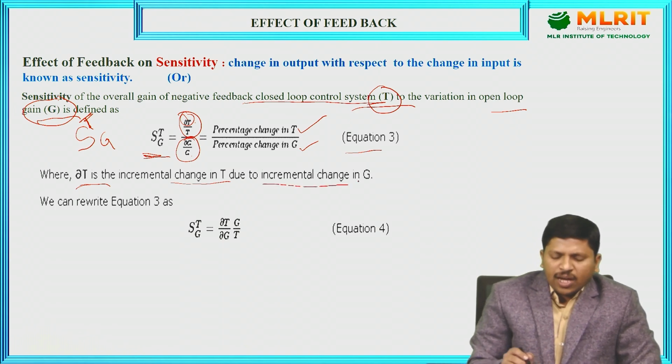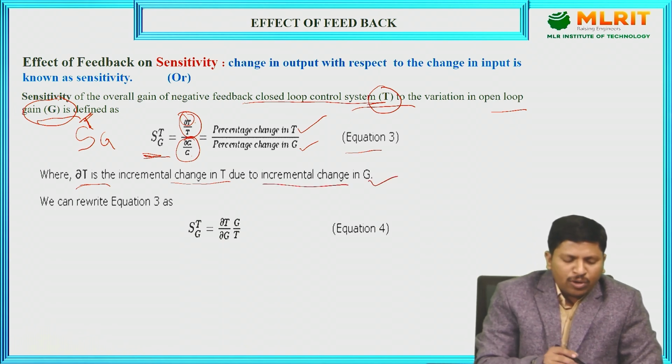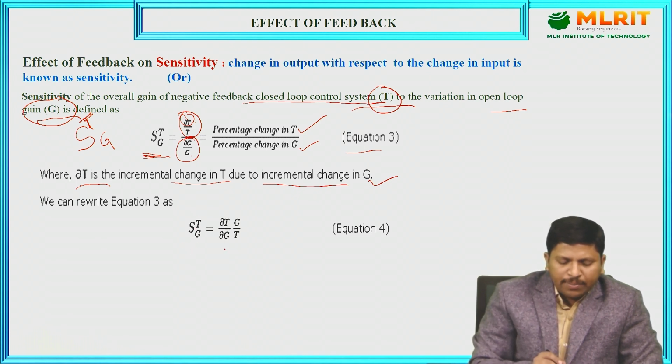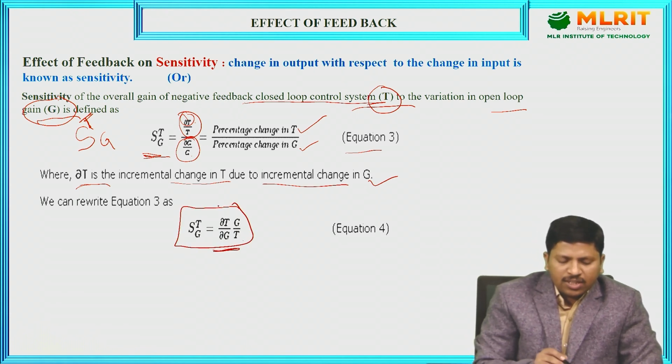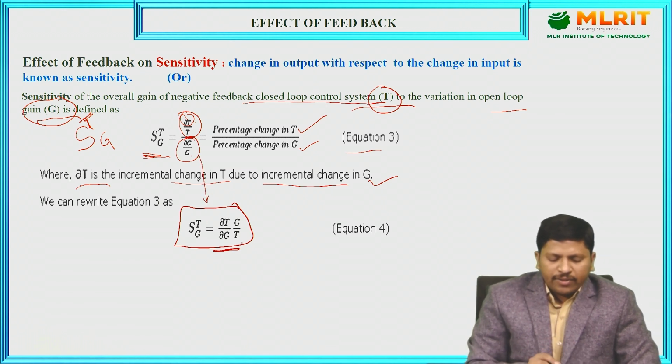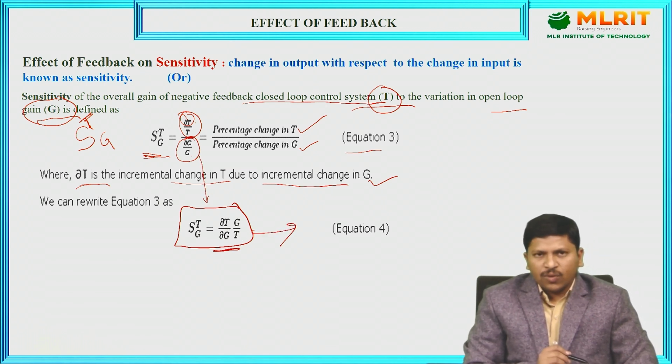That equation I am going to rewrite as S, superscript T, subscript G, equals dou T by dou G into G by T. Now I am going to write this equation into this form. I consider this as equation 4.